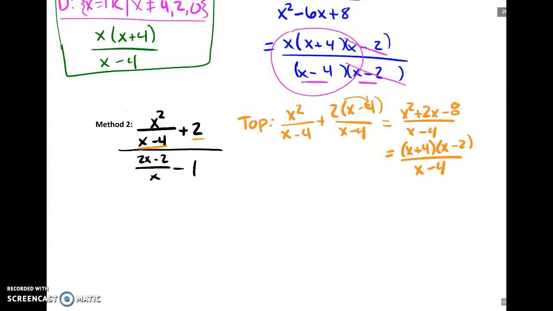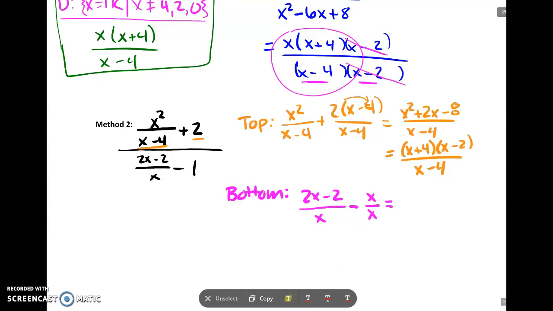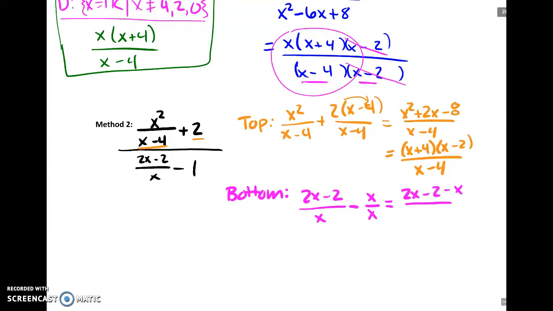Now the bottom of the fraction, I get a common denominator again. This time it's just x. So I have 2x minus 2 over x minus x over x, or 1 times x over x. But you don't have to write that 1 because you're just multiplying it. Okay, so subtract those. You have 2x minus 2 minus x over x, which gives you 2x minus x is just x minus 2 over x.